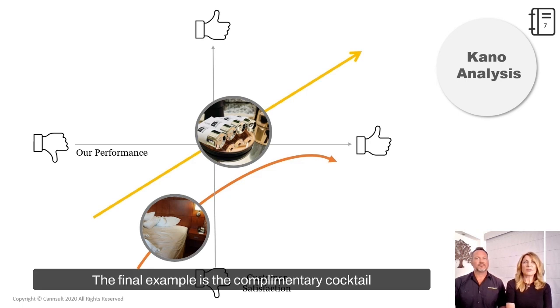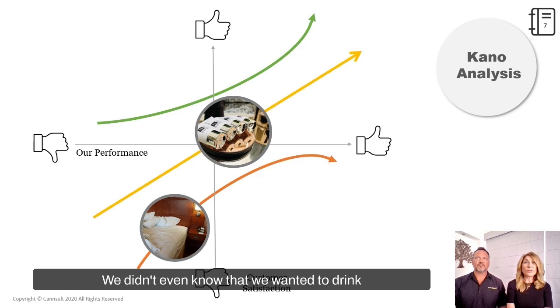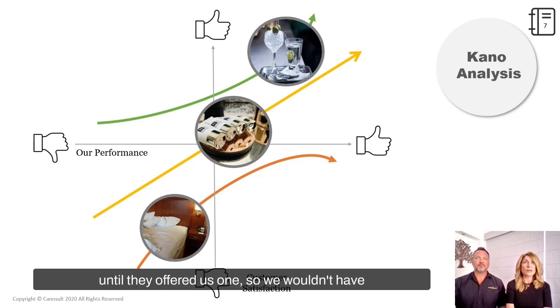The final example is the complimentary cocktail that we received upon check-in. We didn't even know that we wanted a drink until they offered us one. So we wouldn't have been unhappy if we didn't get one, but we were delighted when we were served. These are called delighters or future requirements, things that the customer doesn't know yet that they want or need.